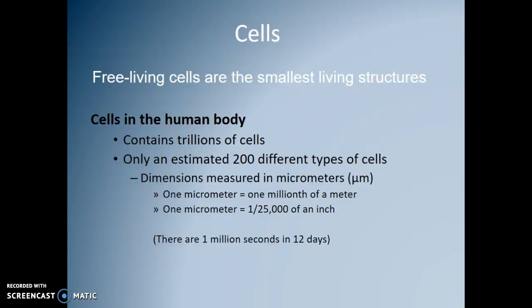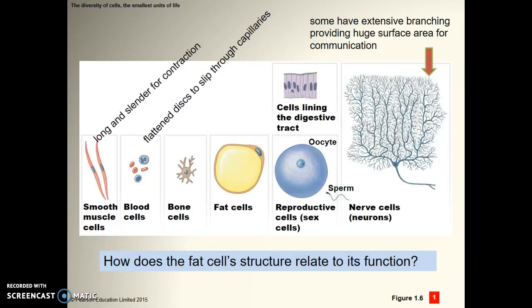So, as I've said, cells are the basic structural and functional unit of all life. There are trillions of cells in our body, but there's only about 200 different types of cells. We measure cells in a unit called a micrometer. A micrometer is 1/1,000,000th of a meter. So these different types of cells are quite diverse. They have different sizes, different shapes, and that's all to relate to its function. The function is determined by its structure.